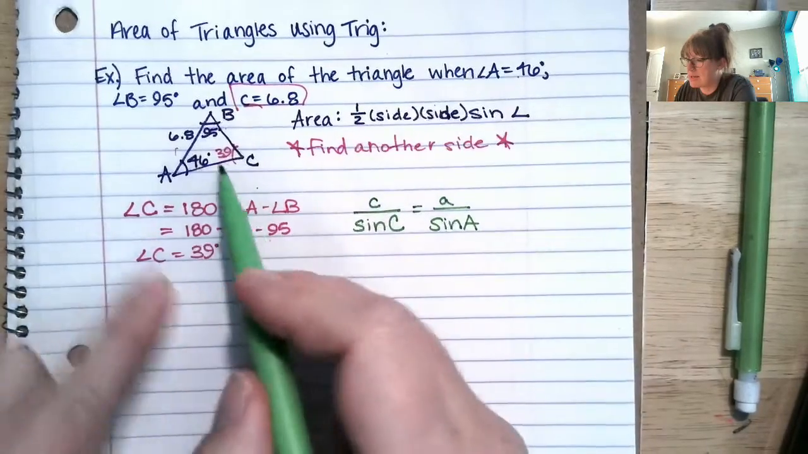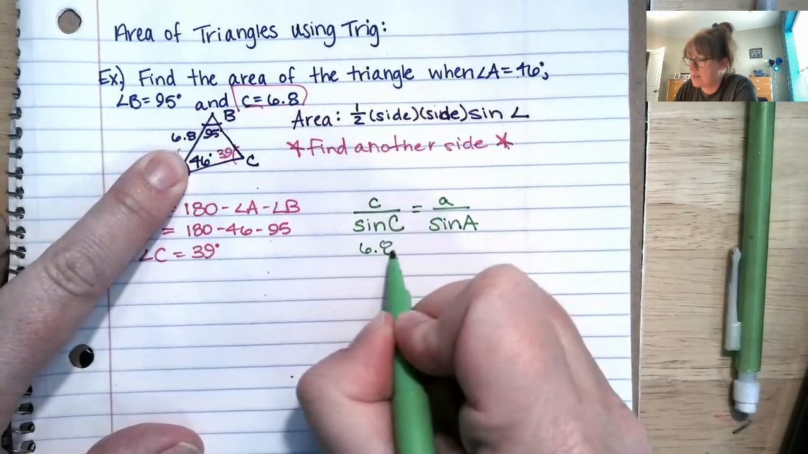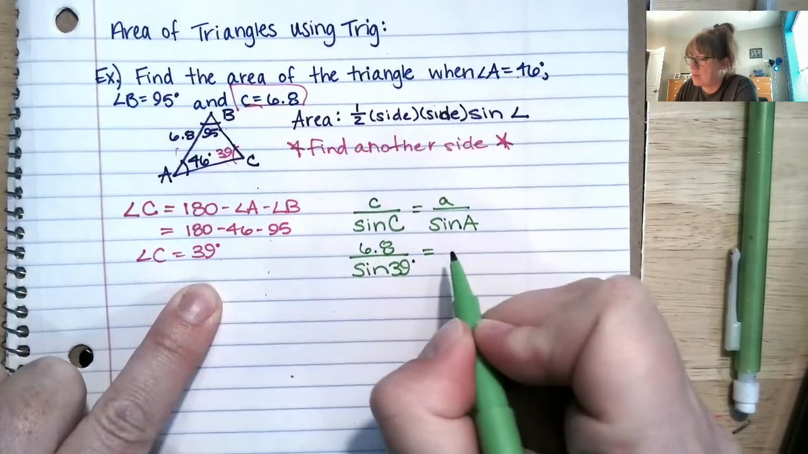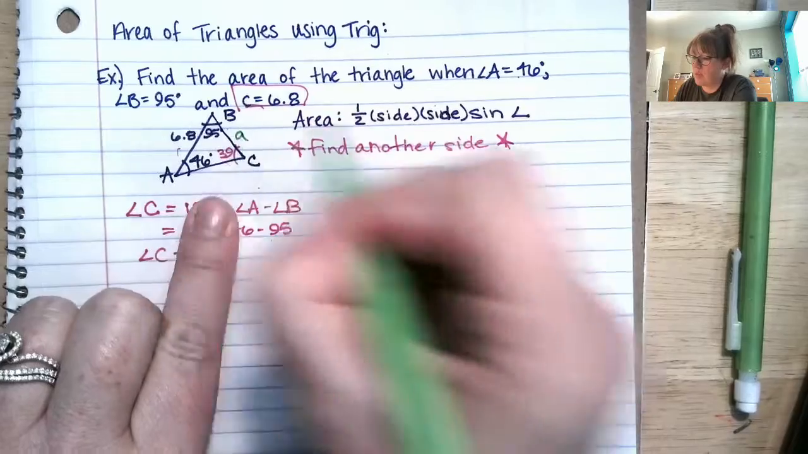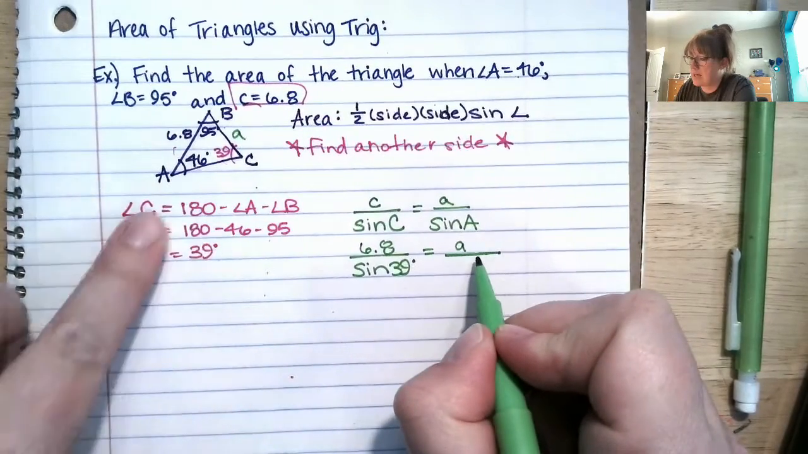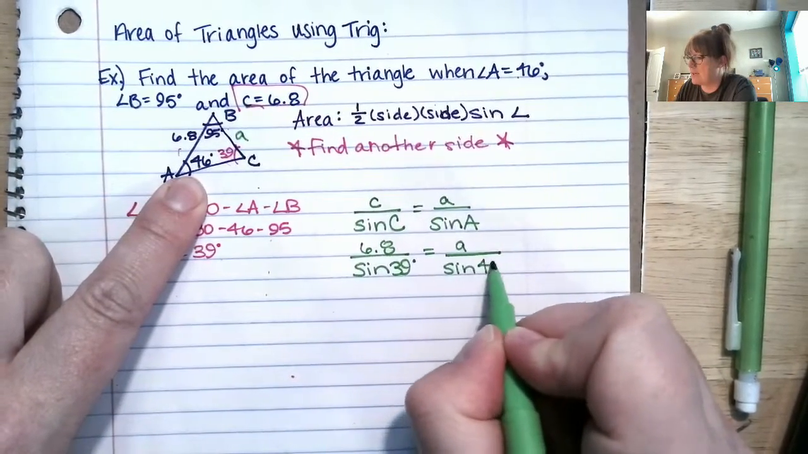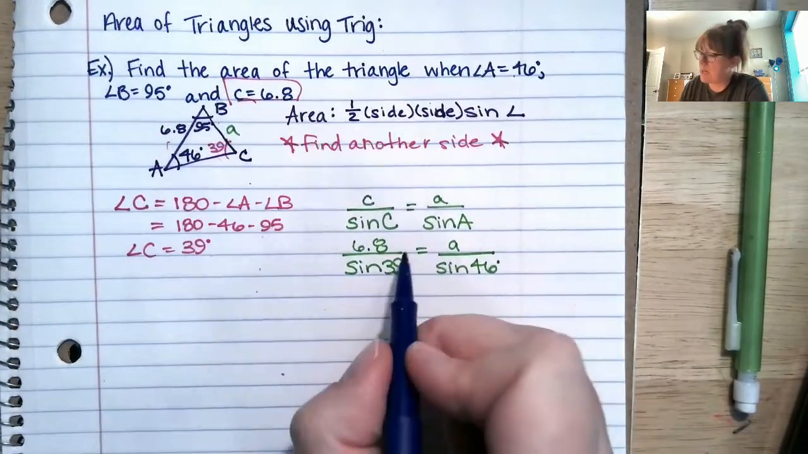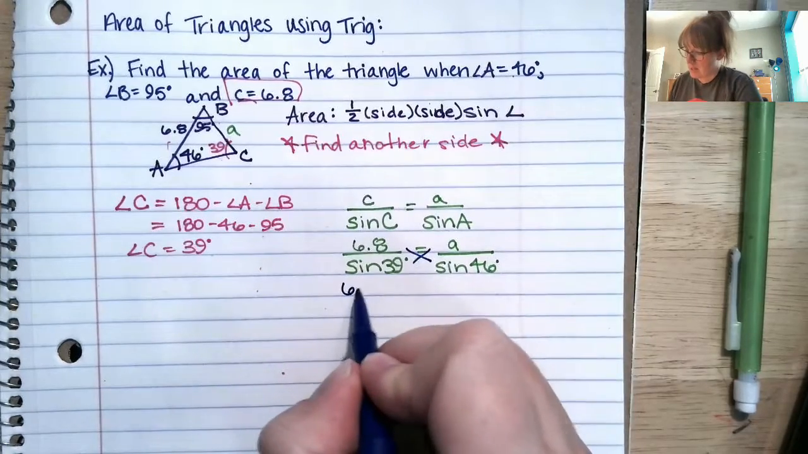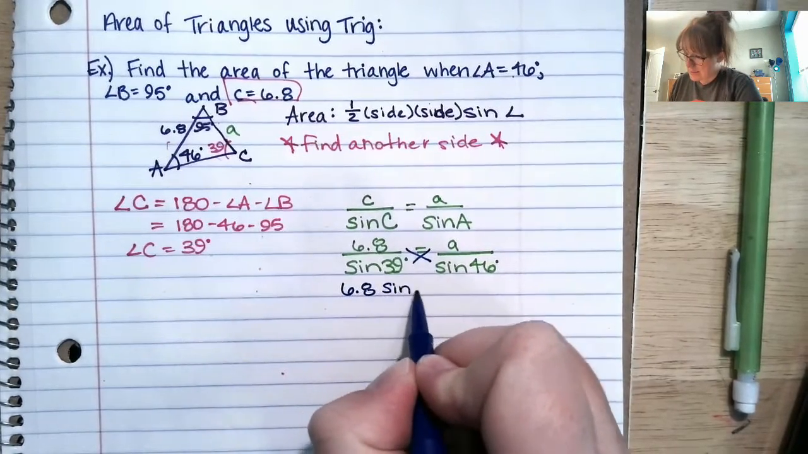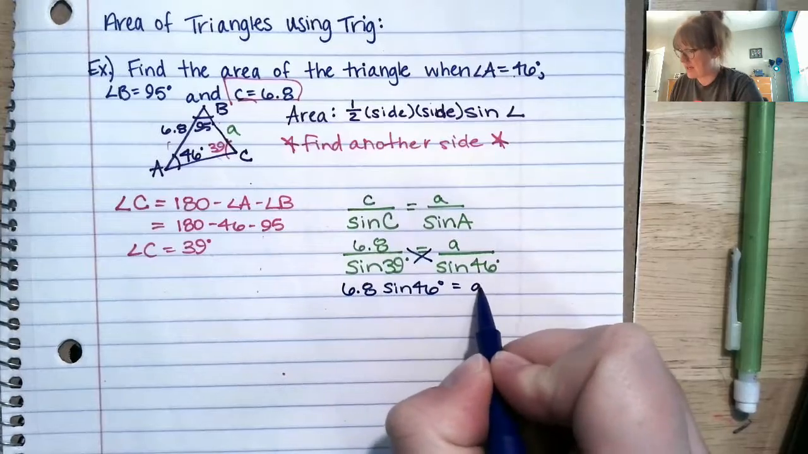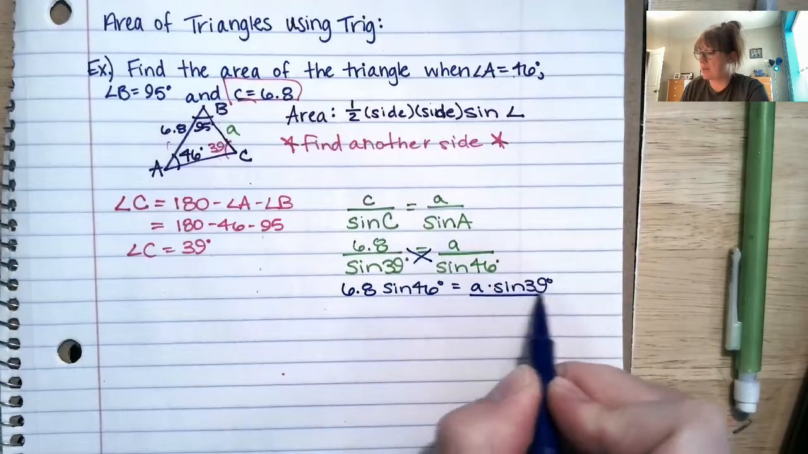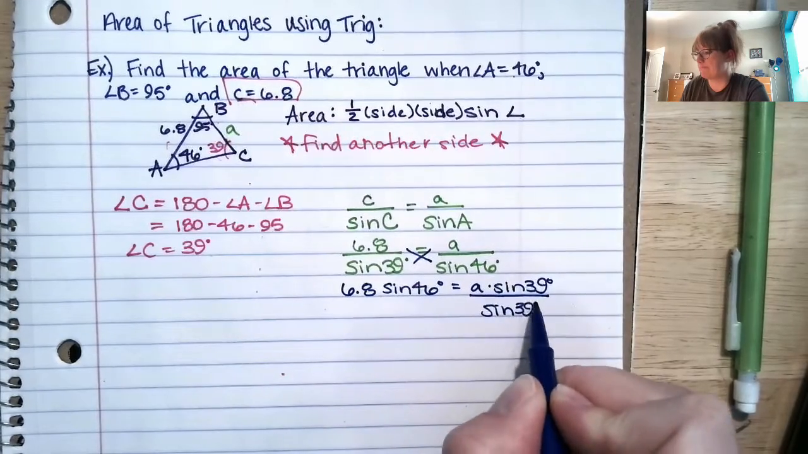All right, little c, 6.8, sine of big C, 39 degrees, equals little a, we don't know, but we'll find out, sine of big A, which is 46. Okay, now we have only one unknown, which means we can solve this equation by cross multiplying. We get 6.8 sine 46 equals a sine 39. We want to solve for a, so I'm going to divide by sine 39.